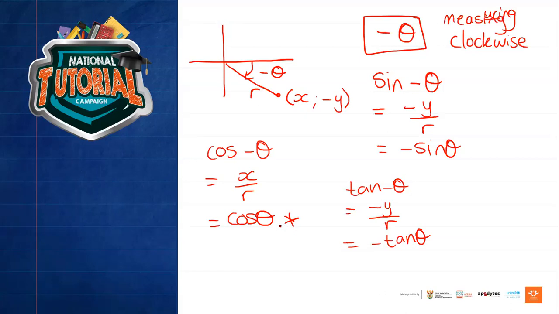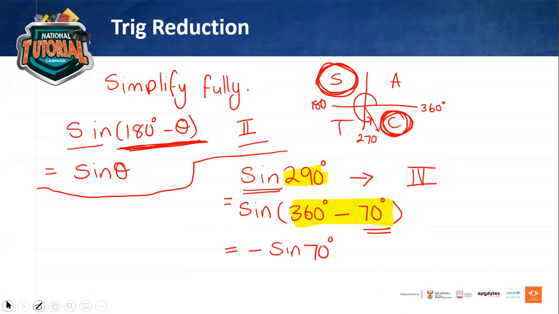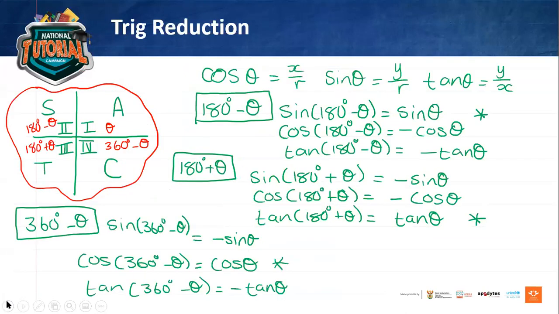All right, so you can add that to your cast diagram. If we go back here, your cast diagram, this quadrant 4 is not only 360 minus, but it's also negative theta angles as well. It gives you exactly the same results in quadrant 4.